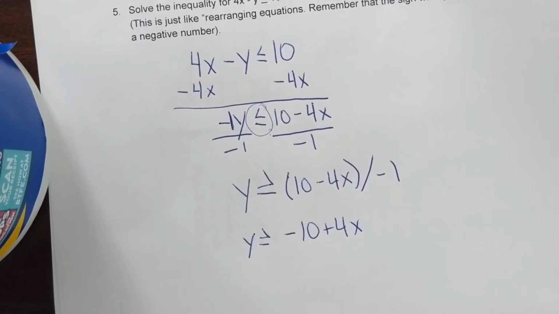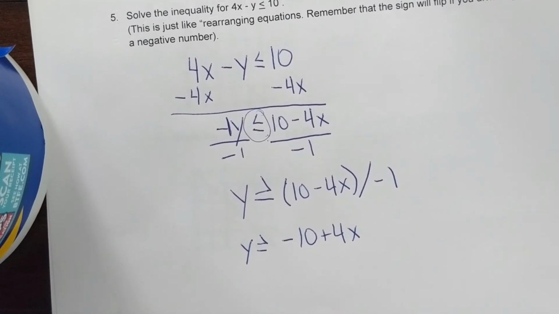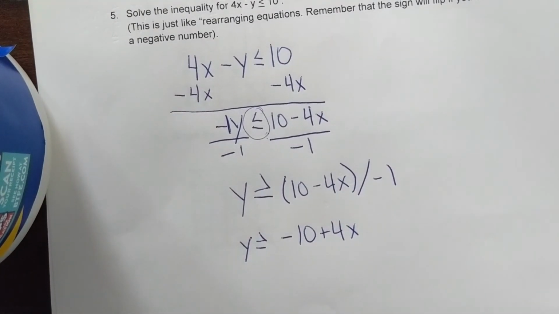On that quiz, a lot of people may miss some points because they forgot to flip their signs when they multiply or divide by a negative.